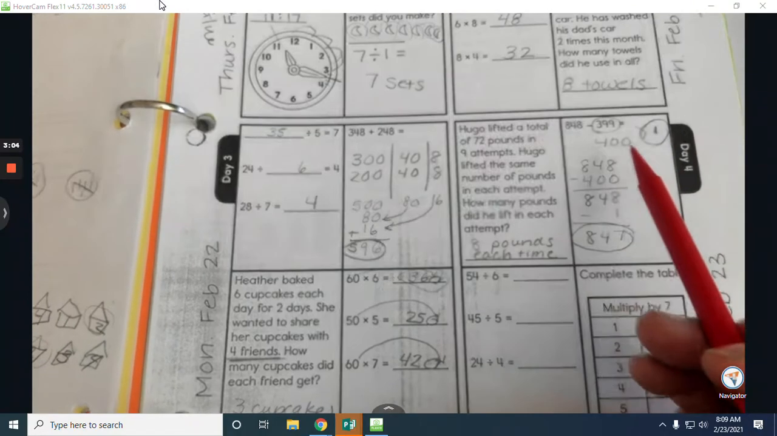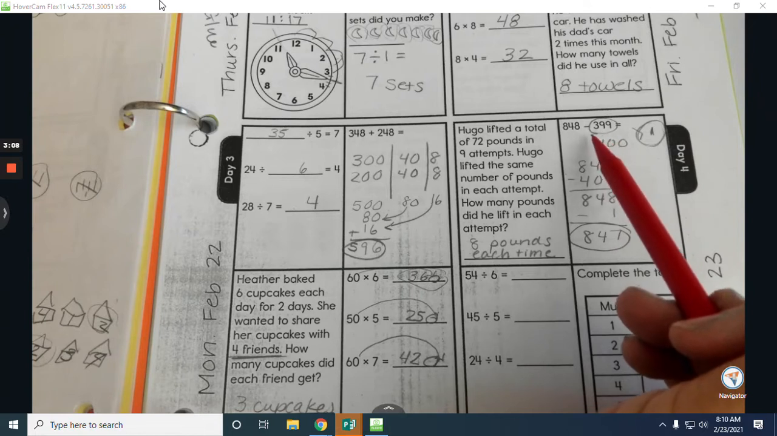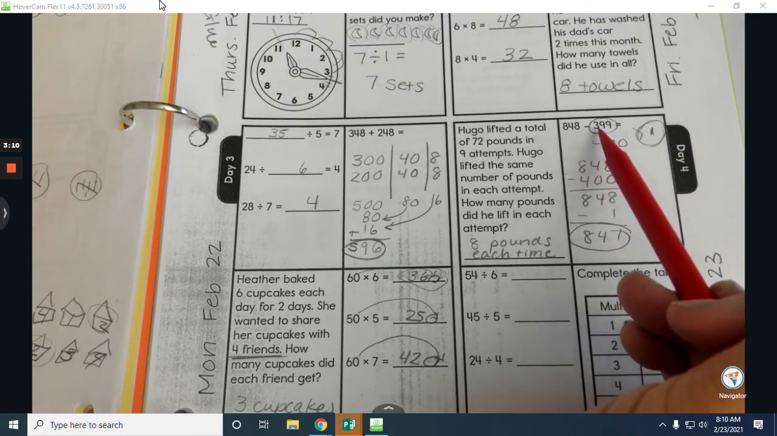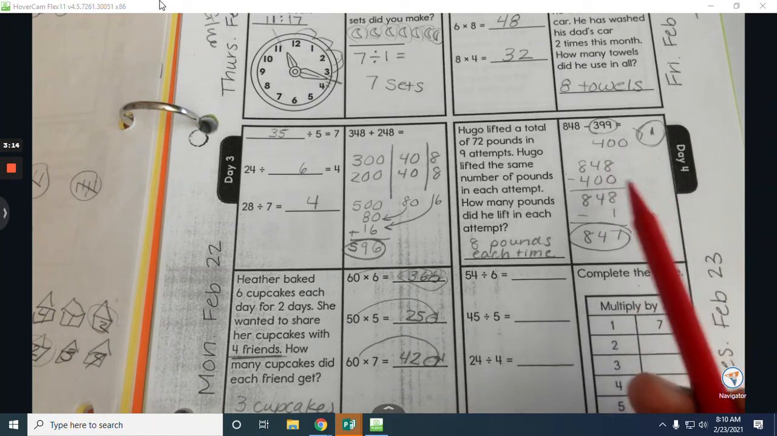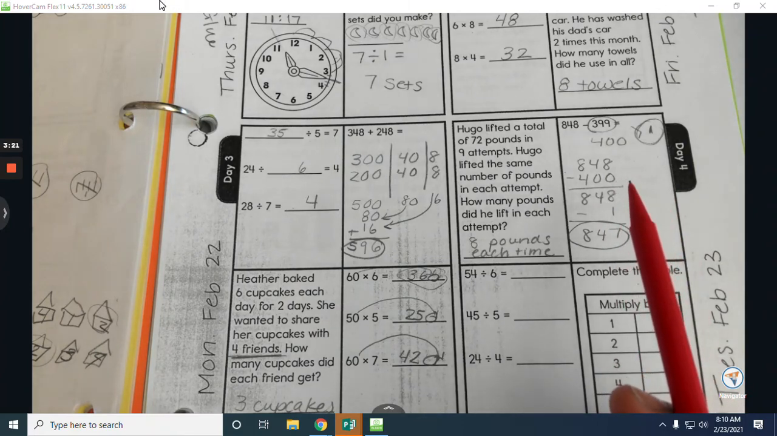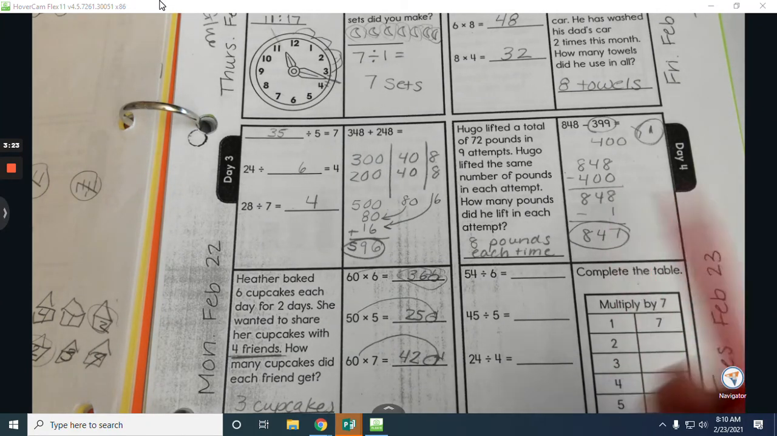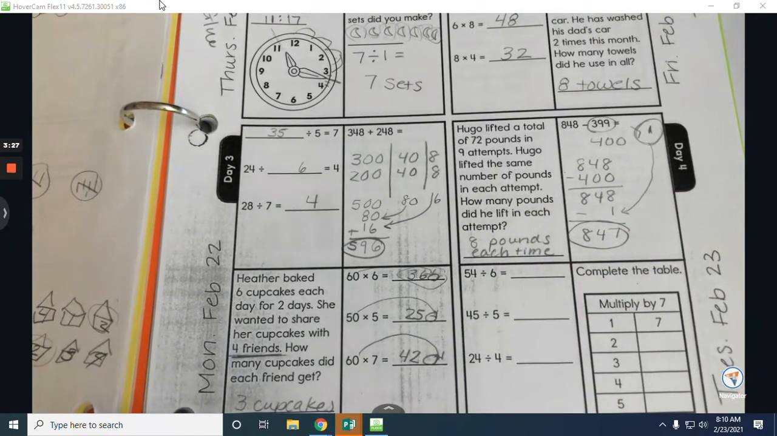847. So I don't know if you solve this differently, that's totally fine, but I just used my knowledge of numbers, and took 399 and know that it's only 1 off of 400. 848 minus 400, that's a lot easier, because then I can just subtract this extra 1. So I took this extra 1 right here and subtracted it right there, the difference.